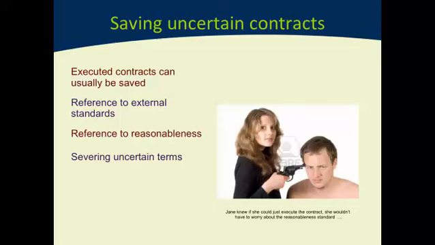The second thing that a court might do to save an uncertain contract is refer to an external standard. Now, when the court refers to an external standard, what it's doing is saying, okay, we've got this uncertain term. If we look at it in the context of the industry or the context of the full circumstances, are we able to see an external standard which might help to clear up the meaning of the uncertain term?